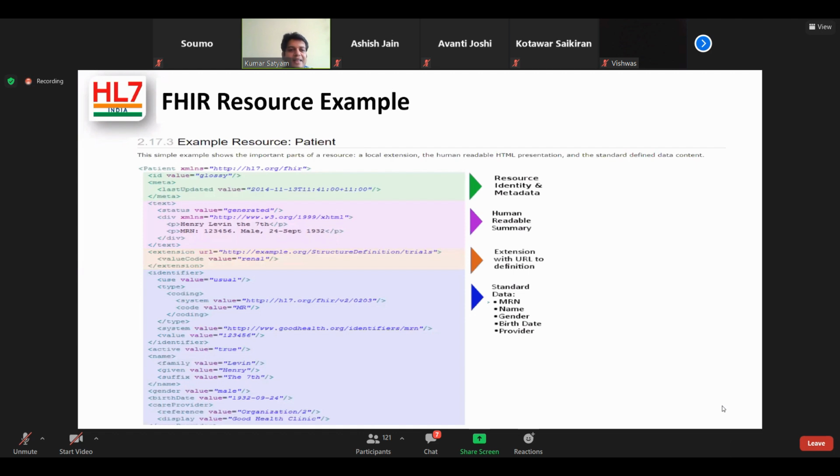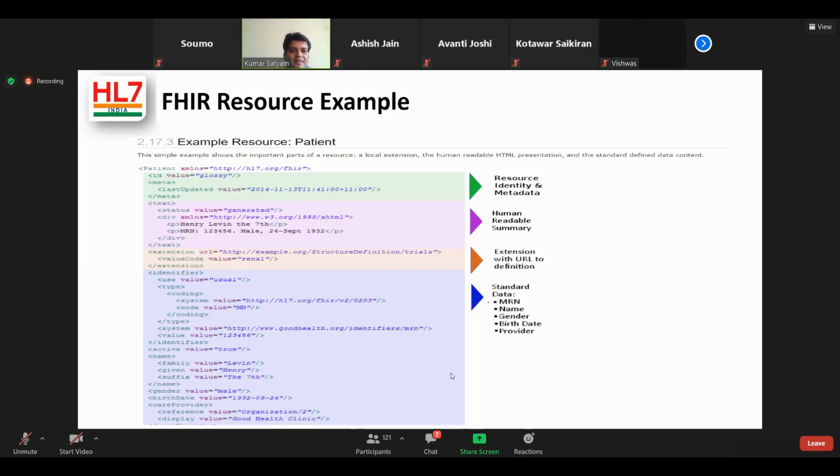Now, this example we saw in the first session also. It is a typical example of a resource, and we'll get deeper into what a resource is. But whenever you see a FHIR resource, what you need to know is that it has a few sections and a logical organization, right? The first thing on the top is always the resource identity, the ID of the resource.